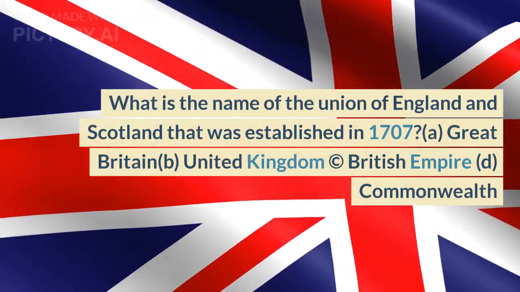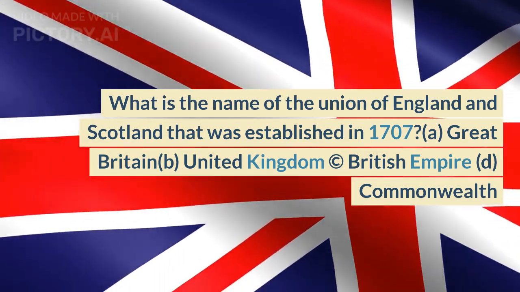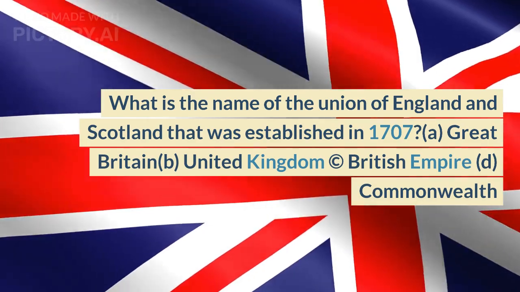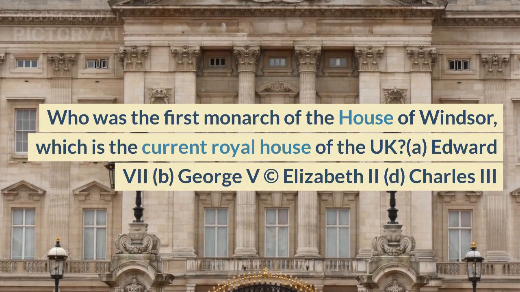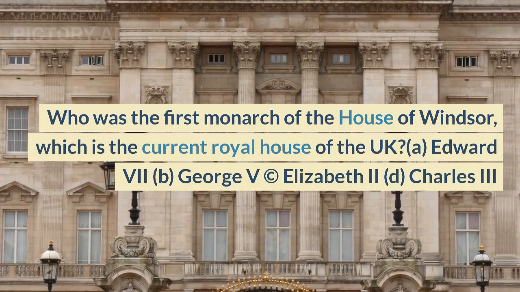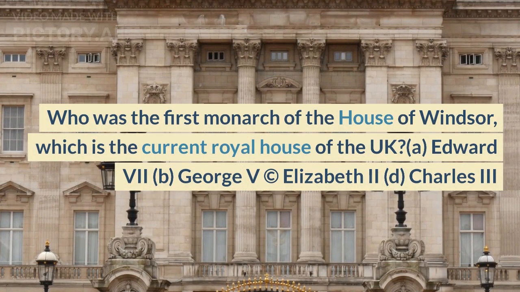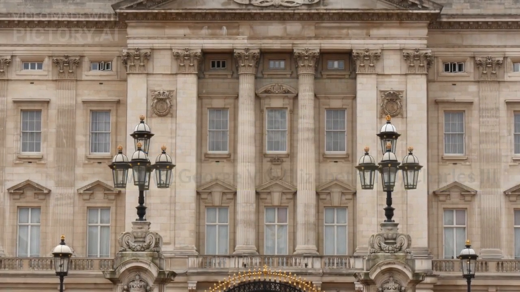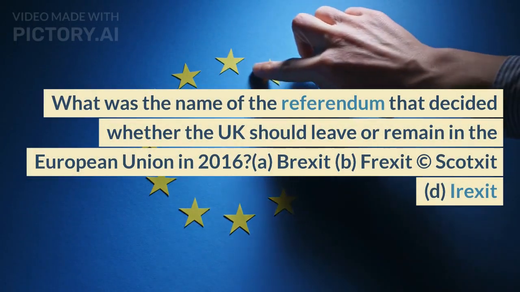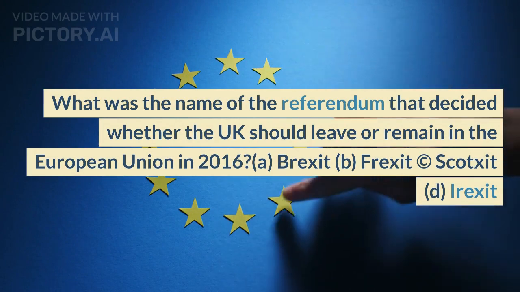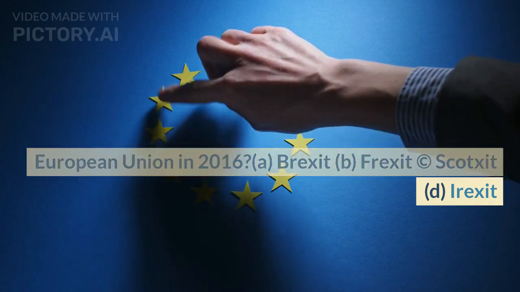What is the name of the Union of England and Scotland that was established in 1707? A. Great Britain. B. United Kingdom. C. British Empire. D. Commonwealth. Who was the first monarch of the House of Windsor, which is the current royal house of the UK? A. Edward VII. B. George V. C. Elizabeth II. D. Charles III. What was the name of the referendum that decided whether the UK should leave or remain in the European Union in 2016? A. Brexit. B. Frexit. C. Skoxit. D. Irexit.